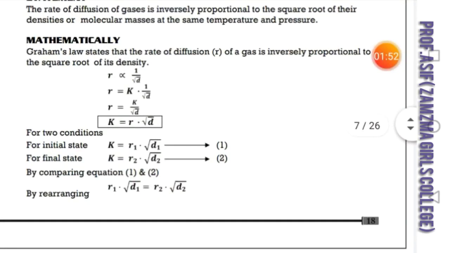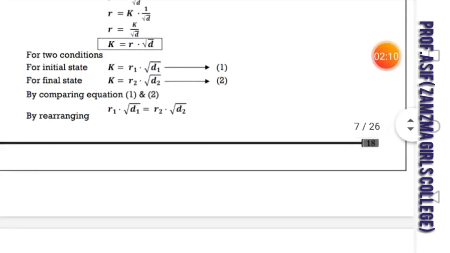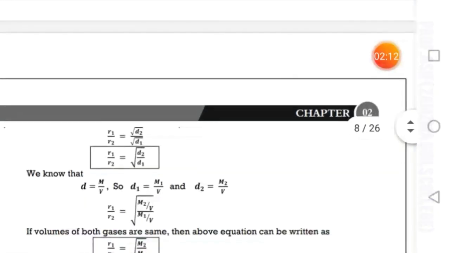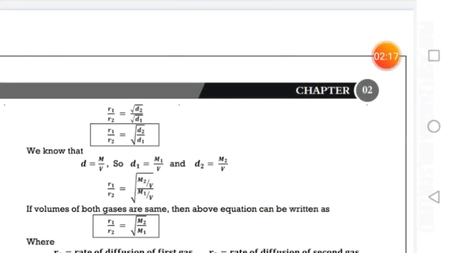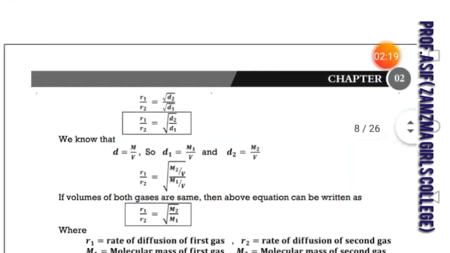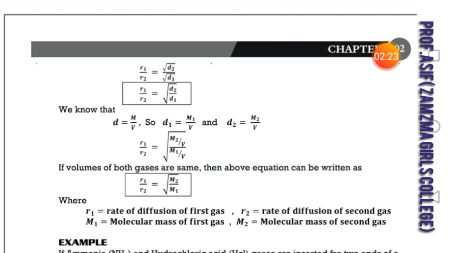You can see the mathematical relationship for the diffusion law. Here we have considered two different rates for two different gases, one with density d1 and the other with density d2, one with rate r1 and the other with rate r2. The final relationship is r1 over r2 equals the square root of d2 upon d1. You can take help regarding mathematics from any elder brother or sister at your home.